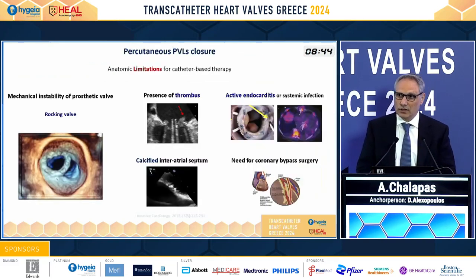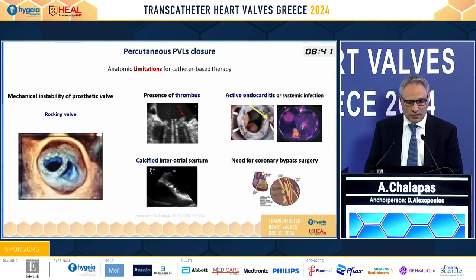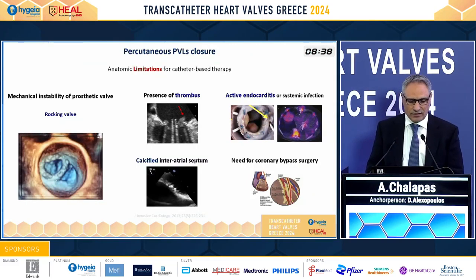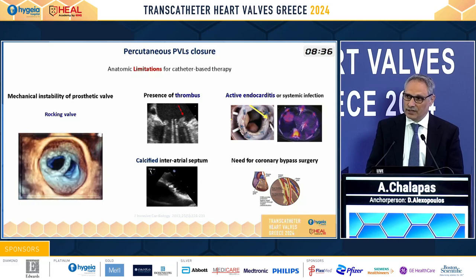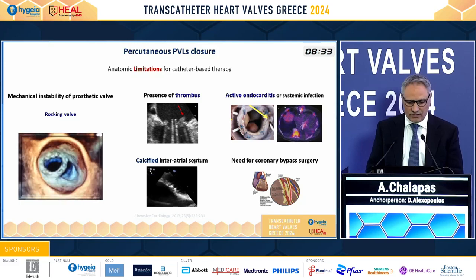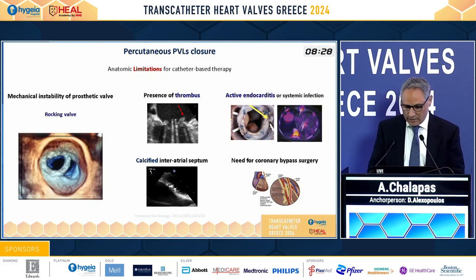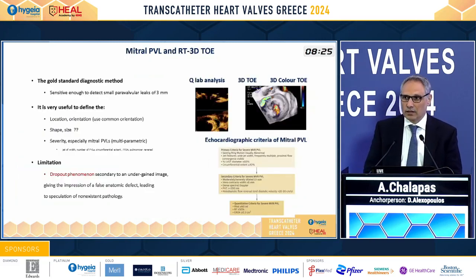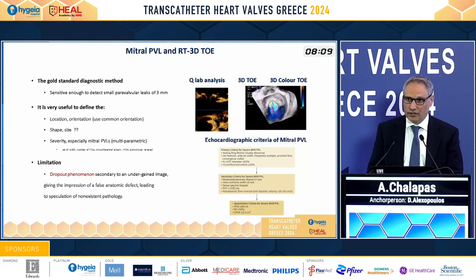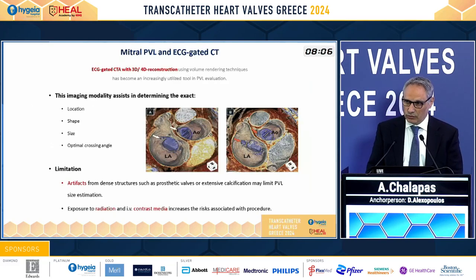Limitations to proceed through percutaneous approach to close such defects are the severe instability of the prosthesis, the so-called rocking valve, the presence of thrombus, active endocarditis, and of course when another operation must be done. When we want to evaluate, the gold standard approach is echocardiography, and especially transesophageal echocardiography. By using QLab and 3D analysis, we can estimate the severity, we can define the location, size, shape, and orientation, having always in mind the dropout phenomenon.